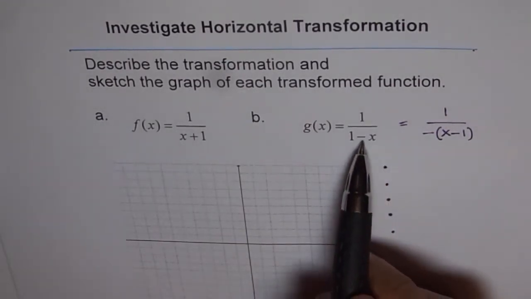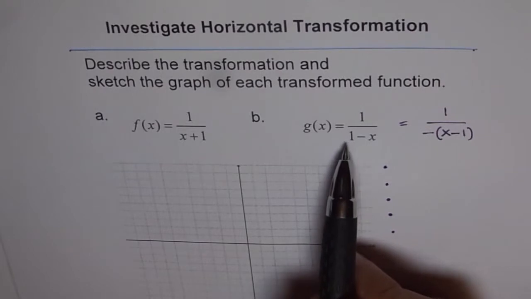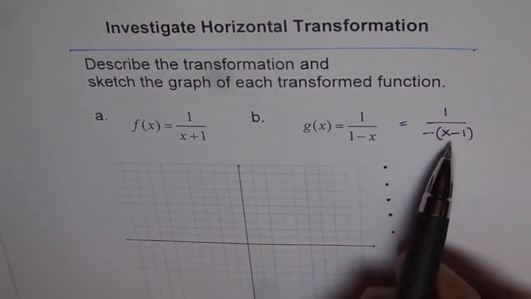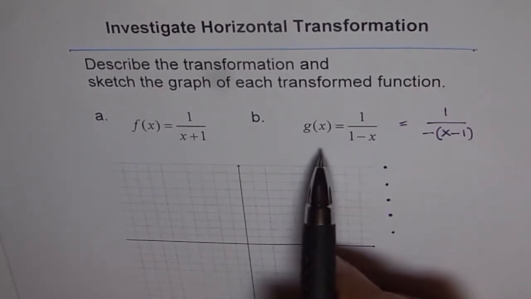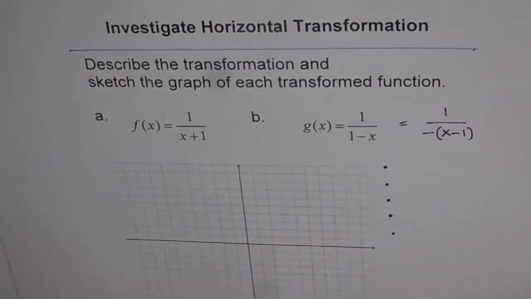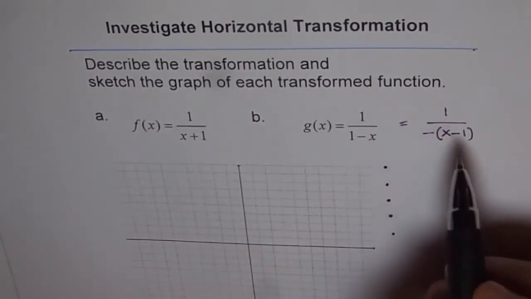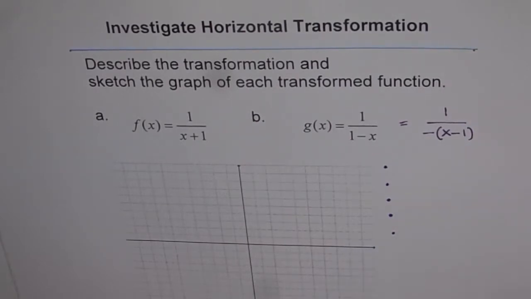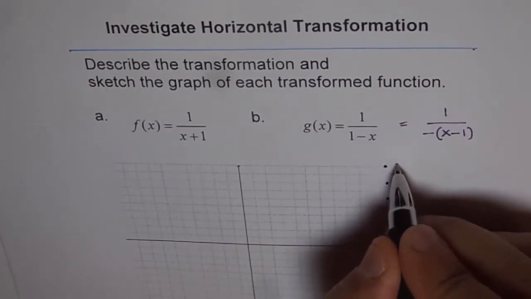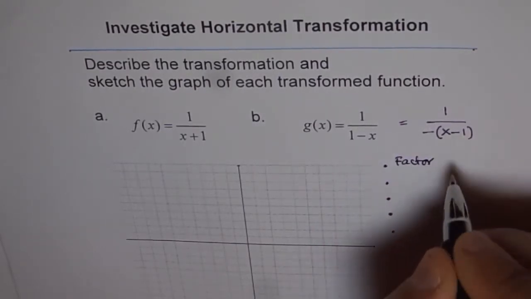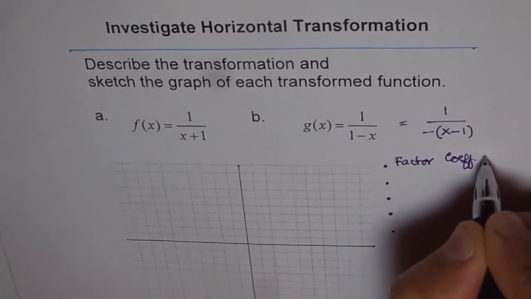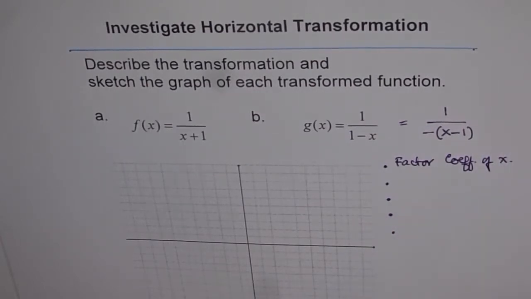We knew that there is a reflection on the y-axis, but we didn't realize that this one is actually negative, and it will help us move towards the right side and not left. So minus 1 is movement towards the right and not left. So the first point which we notice is to factor the coefficient of x. Now these are points which you can't find in a book. It only comes from experience. So make a good note of these points, keep them in mind.